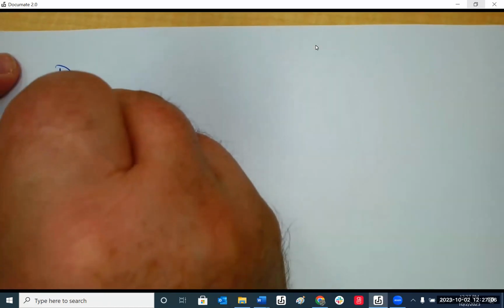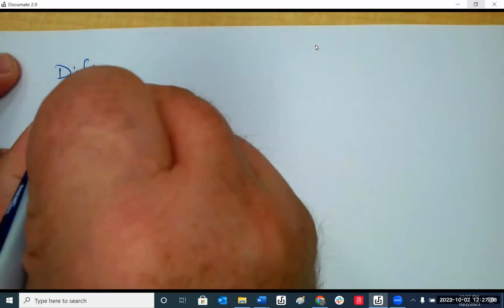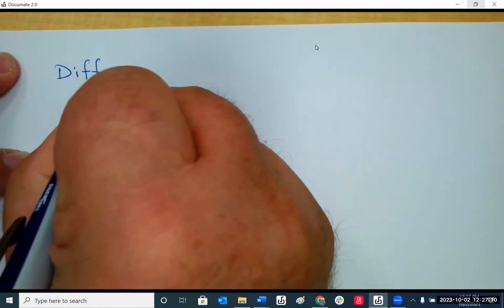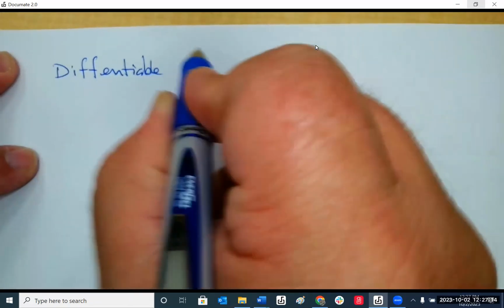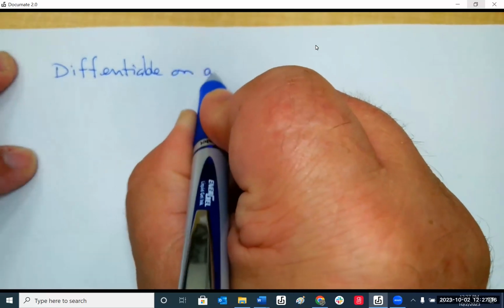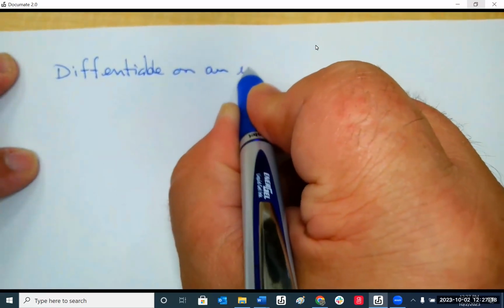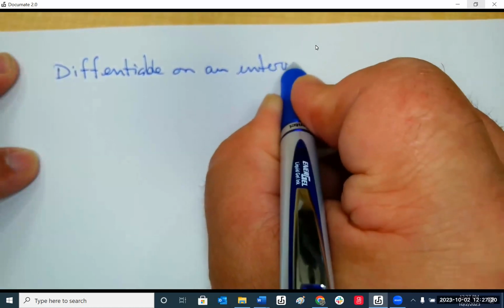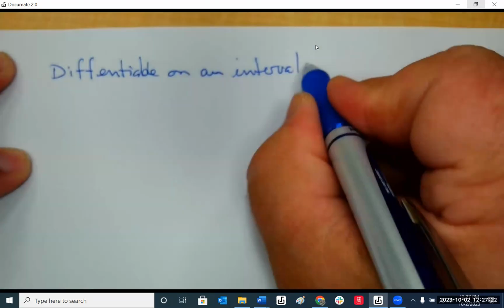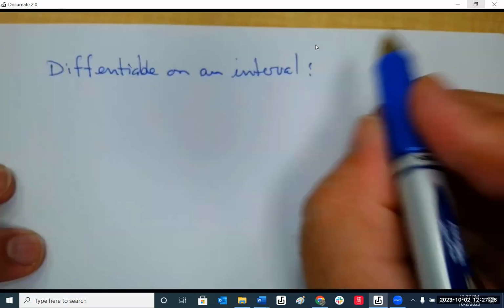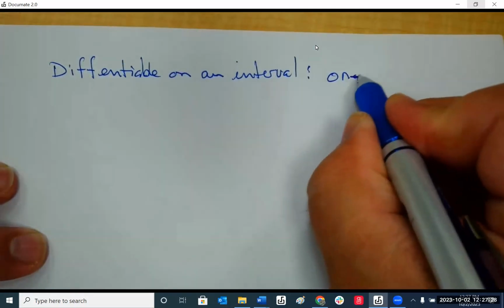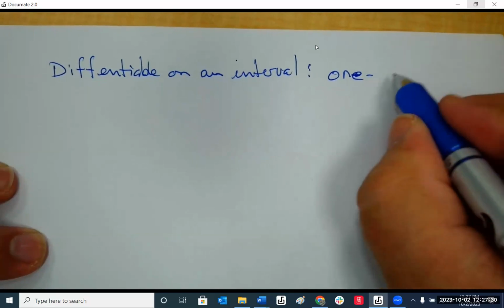Let's look at differentiability on an interval. Differentiable on an interval. Whenever we're talking about intervals, we have to look at one-sided derivatives.